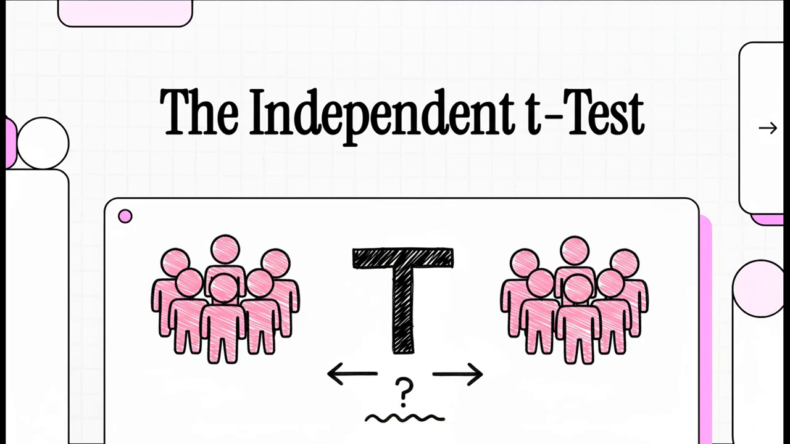All right, let's get right into it. Today, we're going to tackle a really common question in statistics. How do you know if two separate groups are actually truly different from each other? Well, there's a fantastic tool for the job. It's called the independent t-test, and we're about to break down exactly how it works.